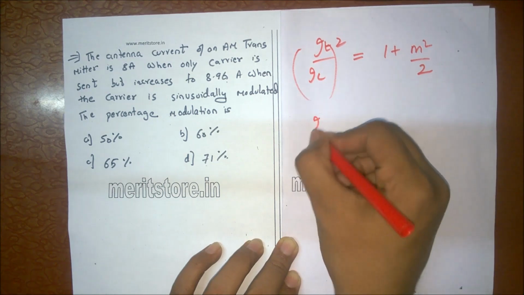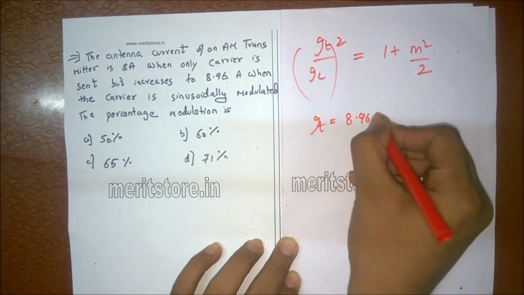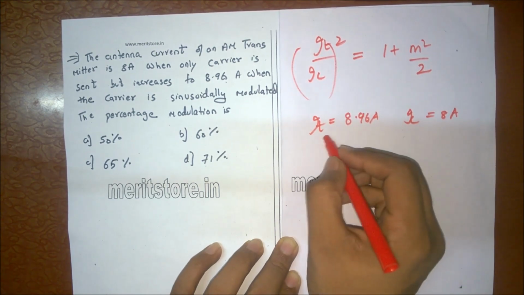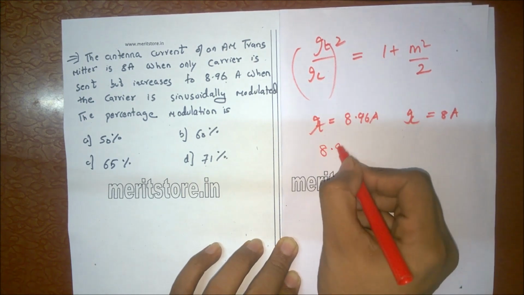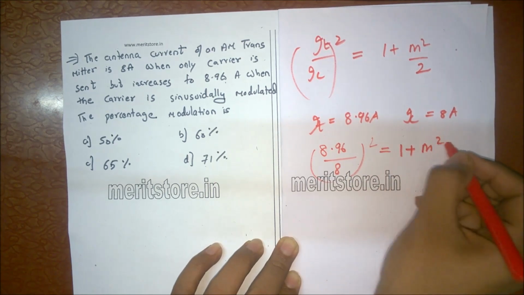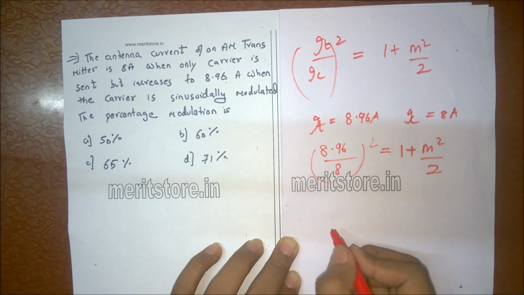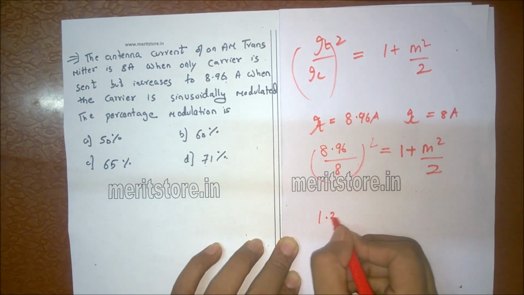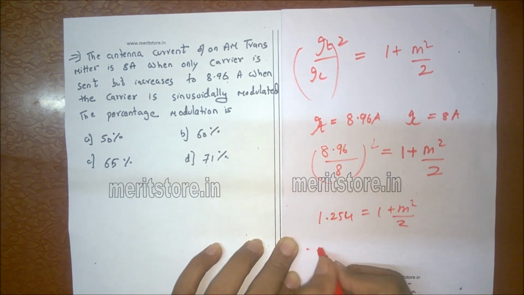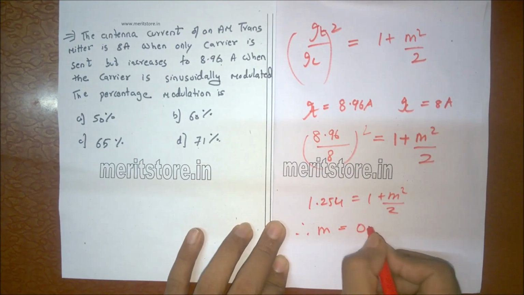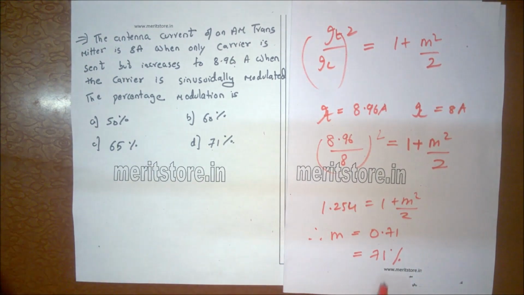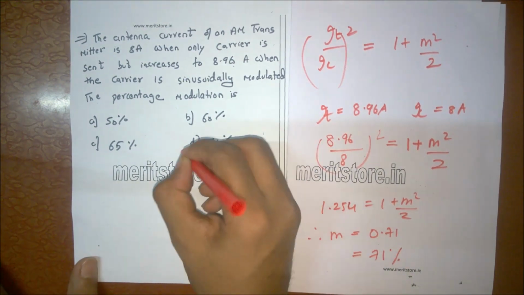So here we know that IT is given as 8.96 amperes and IC is given as 8 amperes. On substituting the values of IT and IC in this equation, we get (8.96 upon 8) the whole square is equal to 1 plus m square upon 2. Now, on calculating this value, we get 1.254 is equal to 1 plus m square upon 2. Therefore, m will be equal to 0.71, which is equal to 71%. Therefore, the percentage modulation is 71%. Therefore, the correct answer is option D.